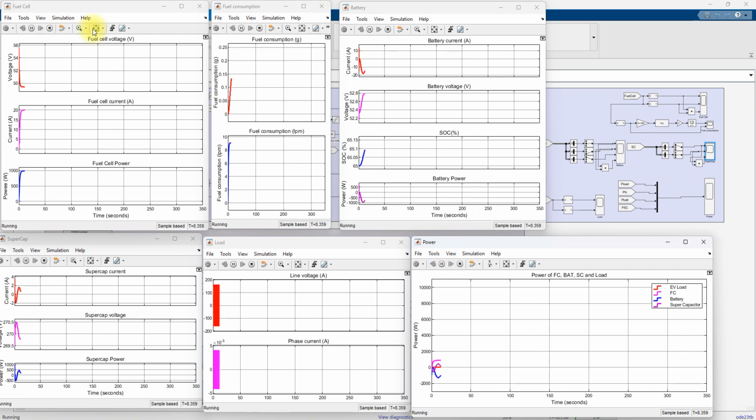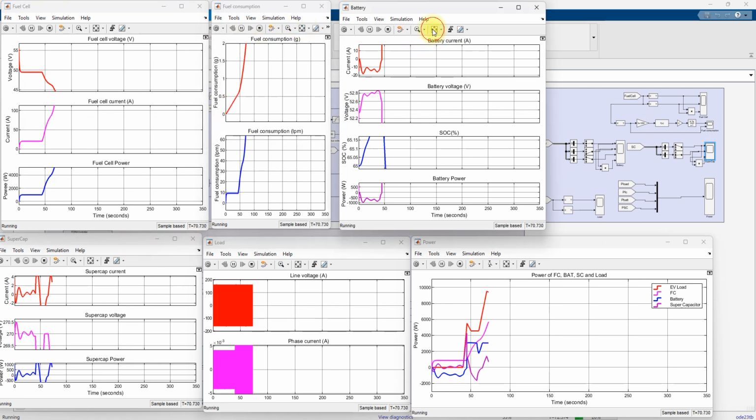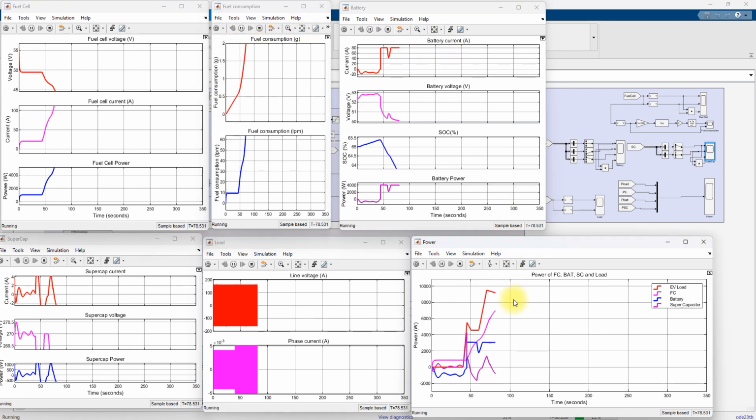Now you see that the fuel cell voltage comes to around 48 volts. The current is around 20 amps. The power of the fuel cell is around 1000 watts initially, and according to the variation of EV load power, the red color being the EV load power, the power from the fuel cell, battery and supercapacitor is going to change.